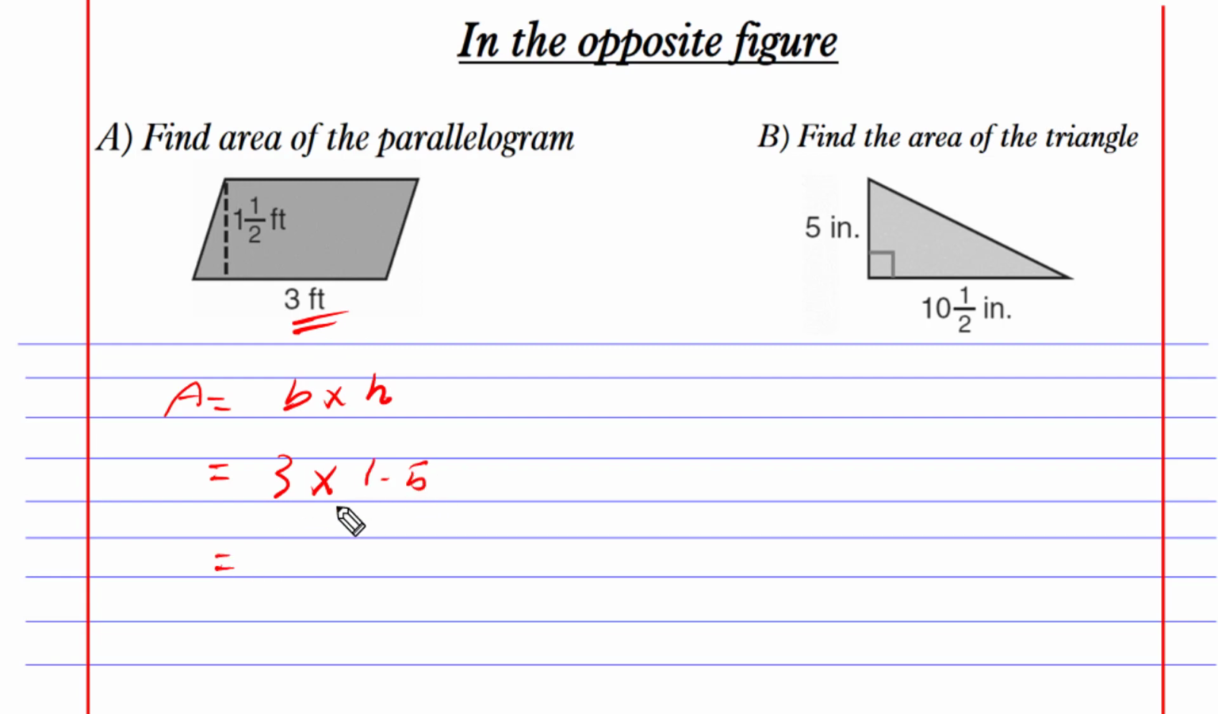Now we can multiply. Ignore the decimal point. 3 times 15 equals what? Equals 45. And insert the decimal point after 1 digit from the right. It will be 4.5 square feet.